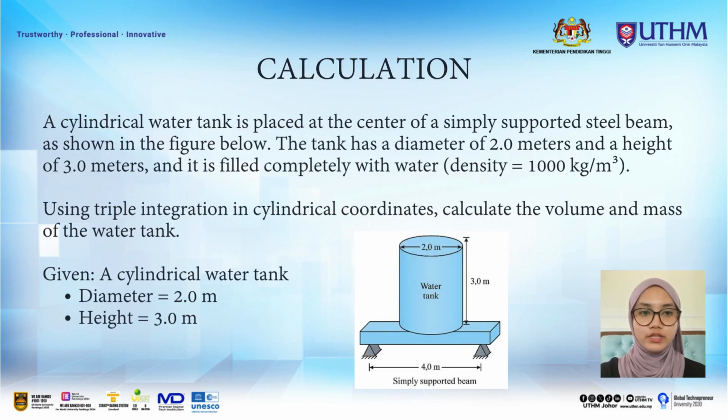Next, moving to calculation part. A cylindrical water tank with a 2 meter diameter and 3 meter height is placed at the midspan of a 4 meter simply supported steel beam, and the tank is fully filled with water. We need to calculate the volume and mass of the water tank.